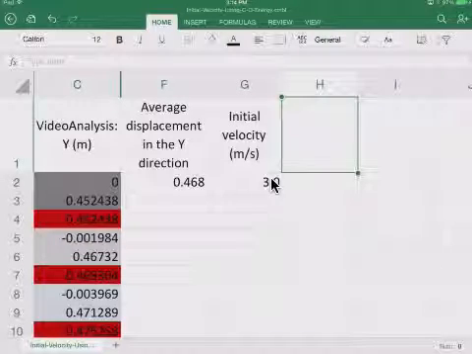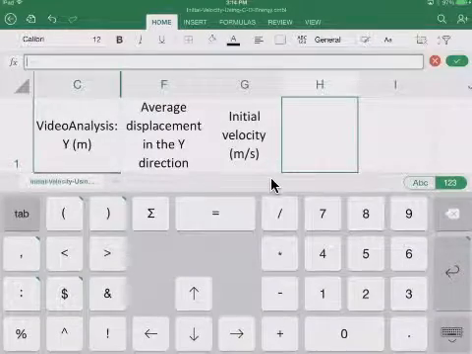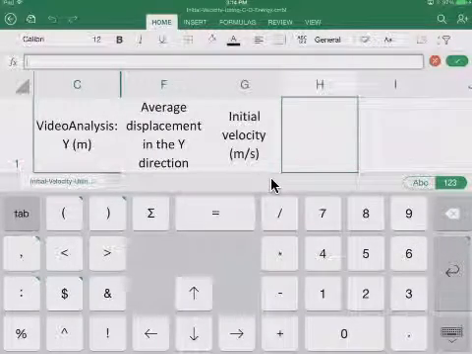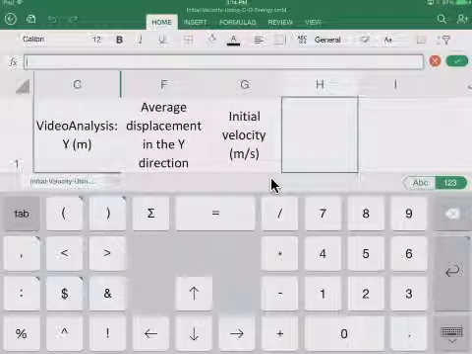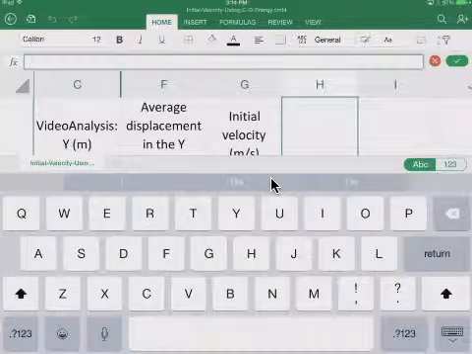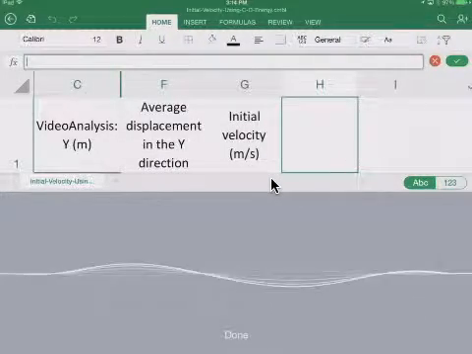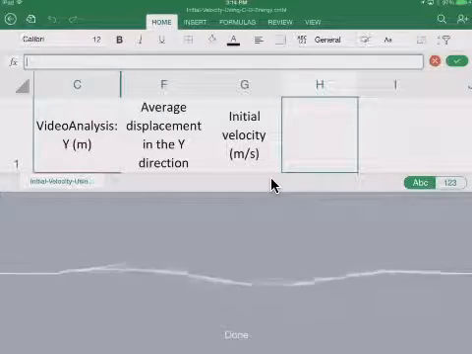Now in this video we want to compare the initial velocity that we found yesterday using kinematic equations with this initial velocity. So this is about error, repeatability, okay? So let's go in here and enter the initial velocity utilizing the kinematic equations.